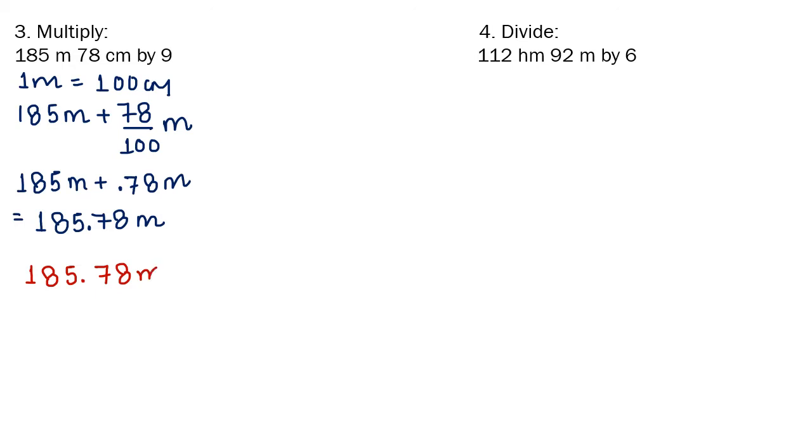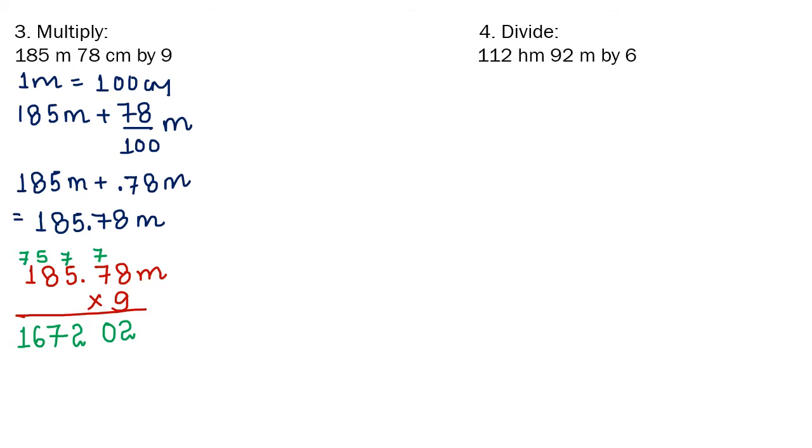Now multiply 185.78 meter by 9. So 9 eights are 72. Write 2 here and 7 will be carried. 9 sevens are 63. 63 plus 7, 70. 7 will be carried here. 9 fives are 45. 45 plus 7, 52. So write 2 here and 5 will be carried. 9 eights are 72. 72 plus 5, 77. So 7 will be written here and 7 will be carried here. 9 ones are 9 and 7, 16.